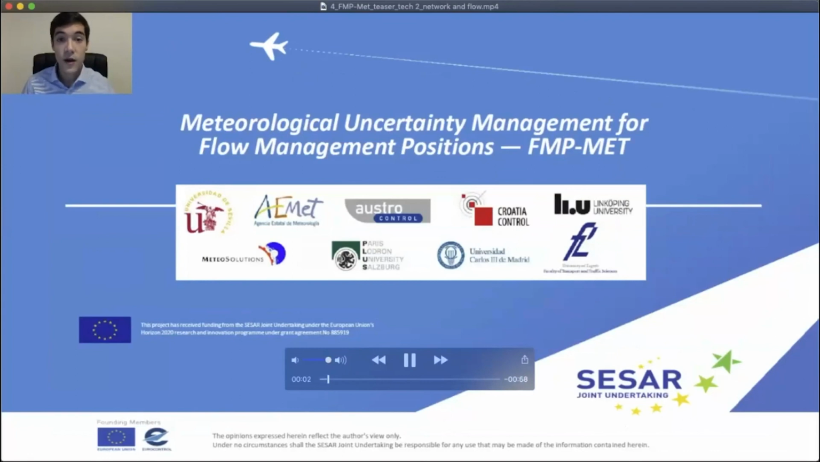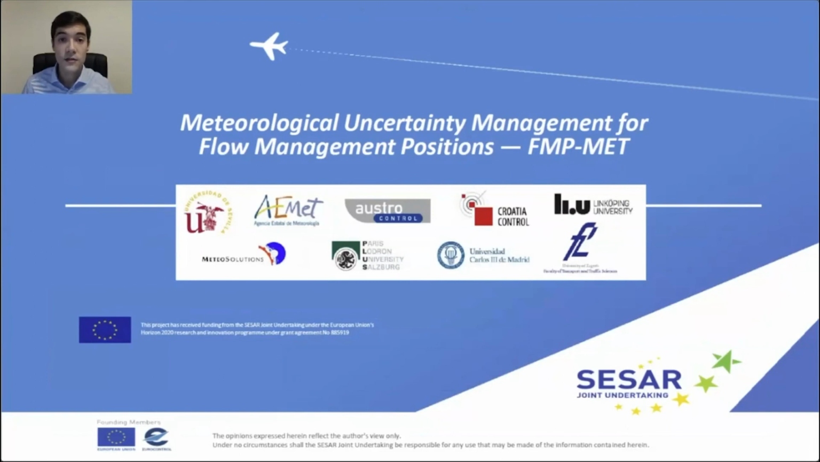Hello everyone, this is Antonio Franco from the University of Seville, and I'm here to encourage you to see the poster we have prepared regarding the FMPMET project. This project will contribute to including the meteorological forecast uncertainty in the decision-making processes in air traffic management. In particular, the FMPMET project focuses on the decisions to be made by the flow management position. The overall objective is to provide the FMP with an intuitive and interpretable probabilistic assessment of the impact of convective weather on operations, thanks to the combination of probabilistic demand, complexity, and capacity reduction forecasts. Do you want to know more? Well, you will have to come to see the poster.